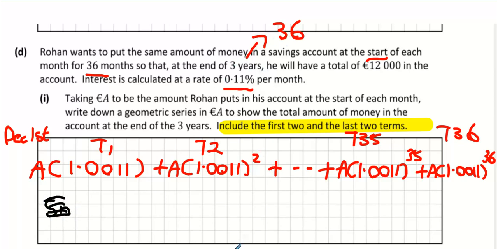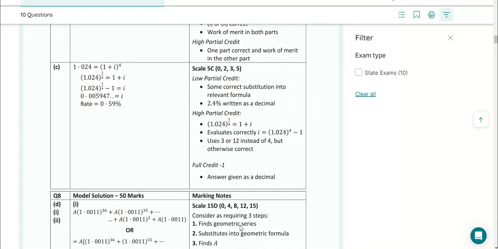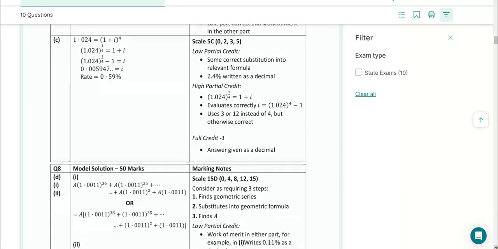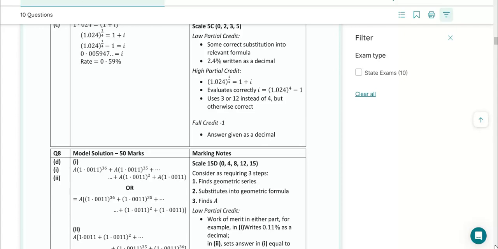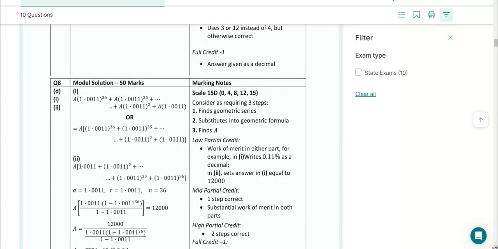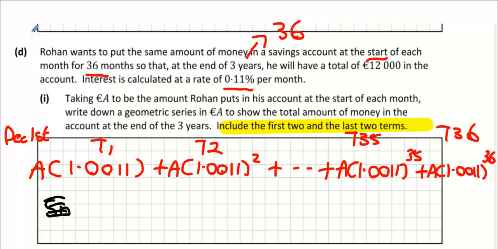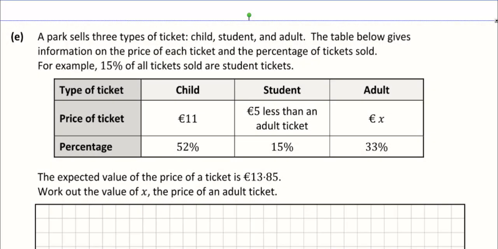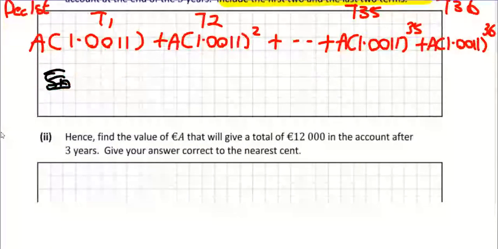Okay. And if you check your marking scheme really quickly, you can see that D part 1 and D part 2 are worth a total of 15 marks. Okay, so let's go back up here. Now we're going to go to D part 2. Where's D part 2? Oh, it's down here.